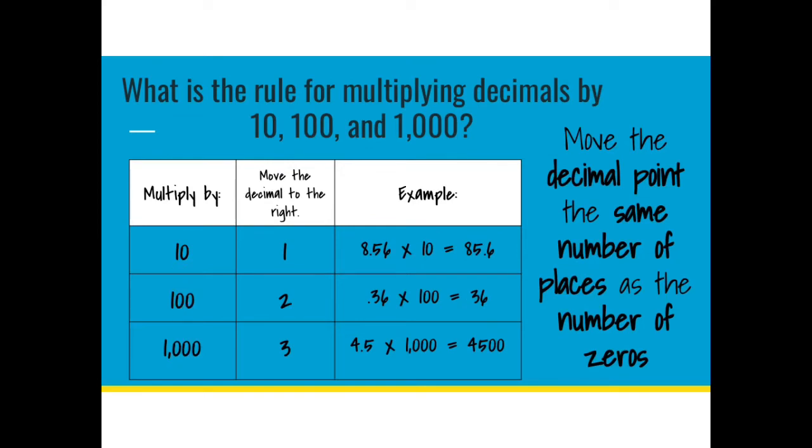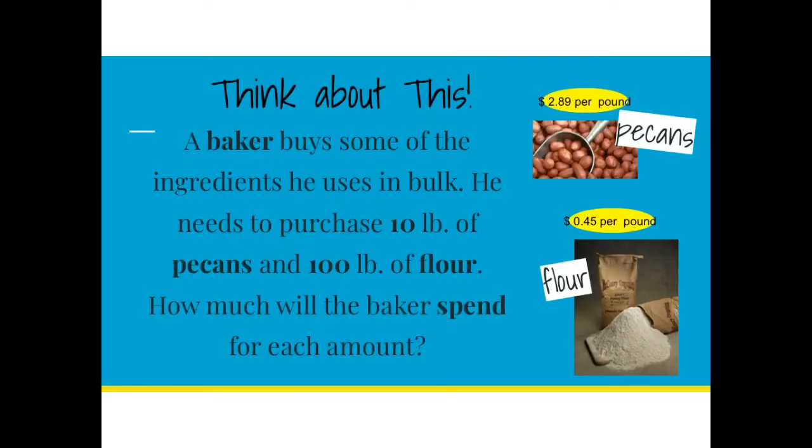Let's take a look at this story problem. A baker buys some of his ingredients in bulk. He needs to purchase 10 pounds of pecans and 100 pounds of flour. How much will the baker spend for each amount? Well, if the baker is going to be spending $2.89 per pound on pecans, we're going to be taking 2.89 times 10. And if he's going to be spending 45 cents per pound on flour, we're going to be taking 45 cents times 100.